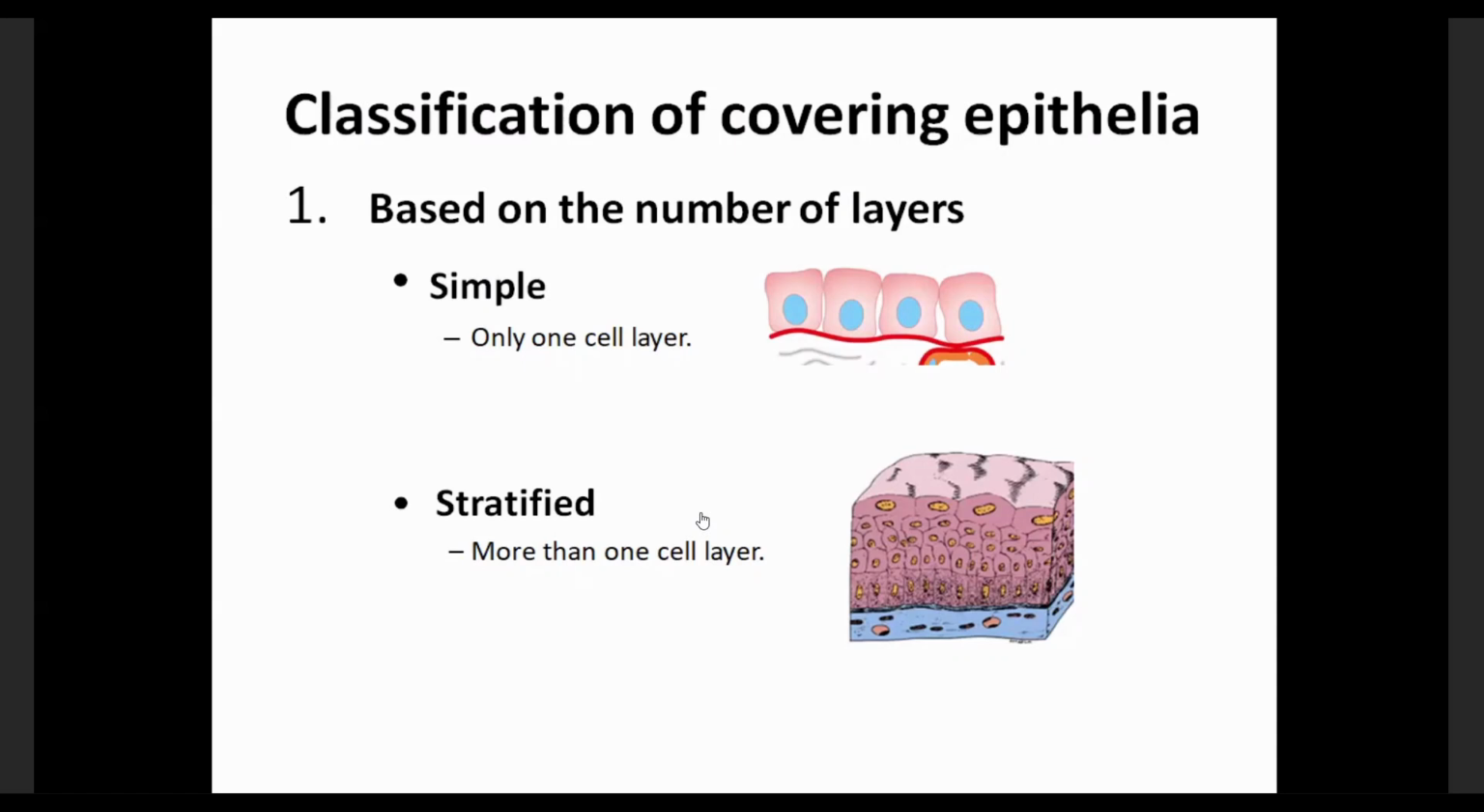So we have a classification of covering epithelium. The way we classify is based on two criteria. One is based on the number of layers, because some epithelial cells may be a single layer. This type of epithelium is named simple. But we can have others with multiple layers, and this type of epithelium is named stratified. So covering and lining epithelium could either be simple or stratified.